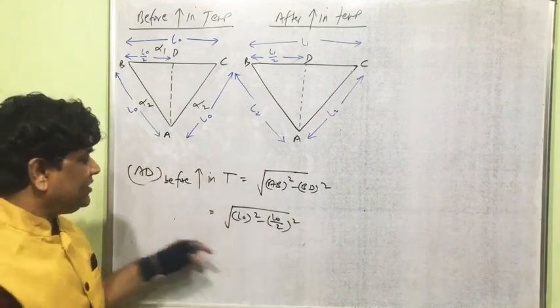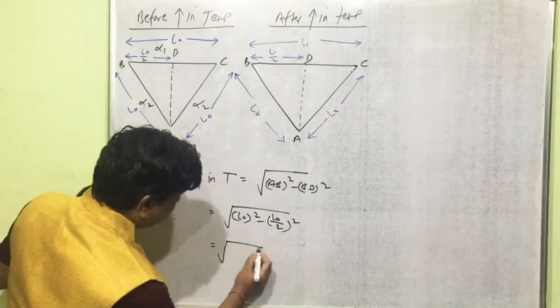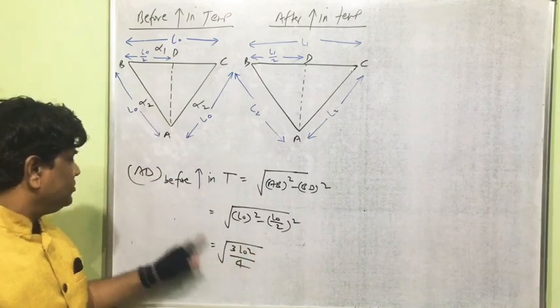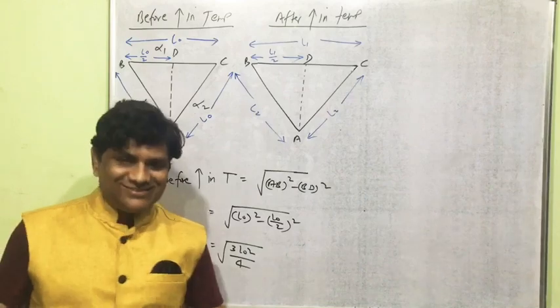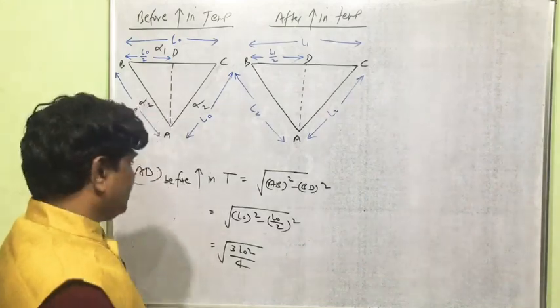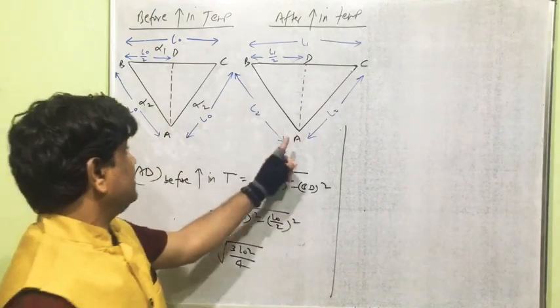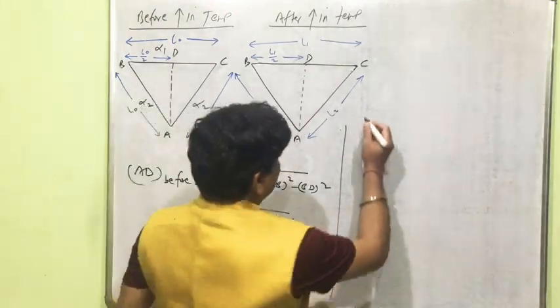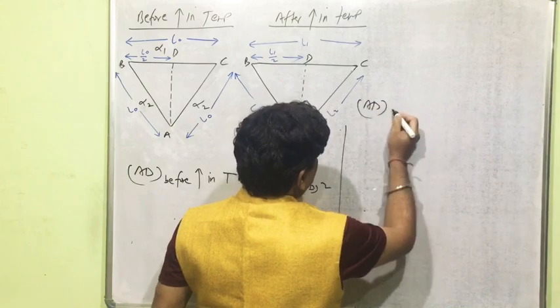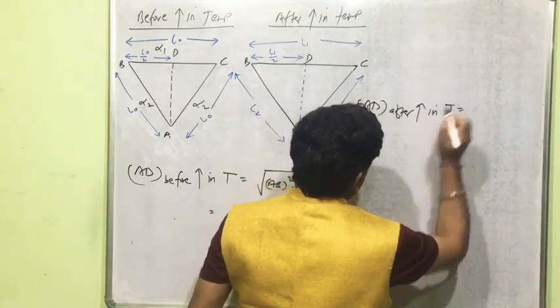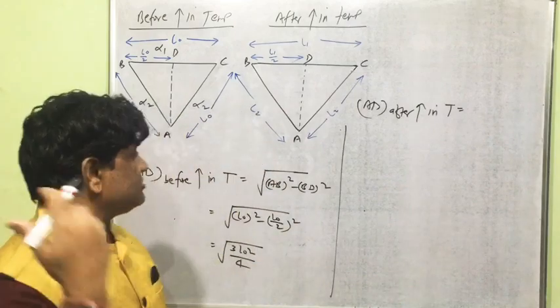Now we can simplify, this value will become equal to root over 3L naught square by 4. So this is the value of AD before rise in temperature. Now we can find out AD after rise in temperature. So the value of AD after rise in temperature, again by Pythagoras theorem.